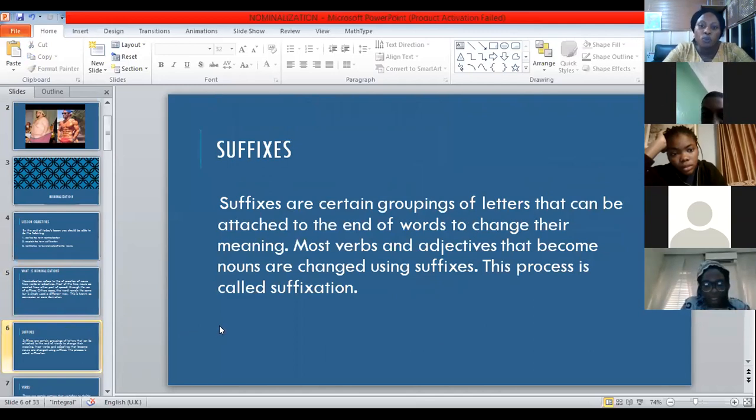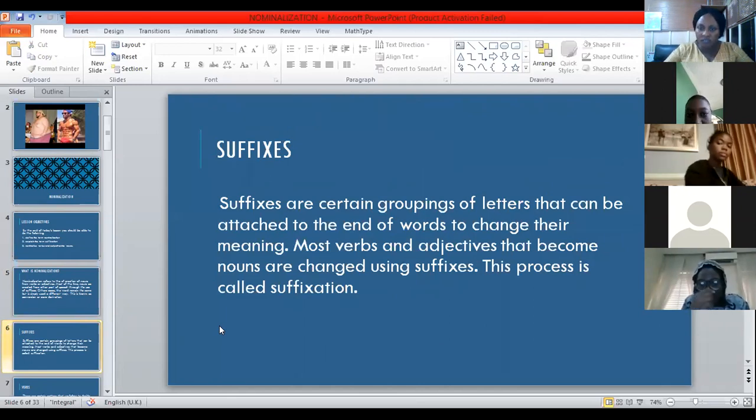Suffixes are certain groupings of letters that can be attached to the end of words to change their meaning. Most verbs and adjectives that become nouns are changed using suffixes. This process is called suffixation.